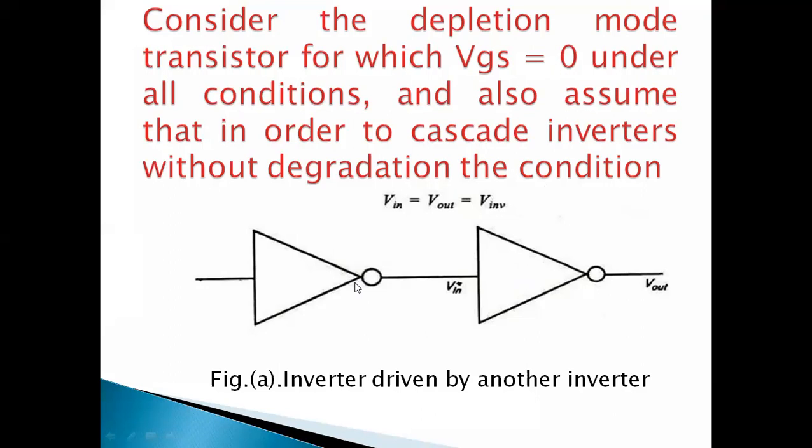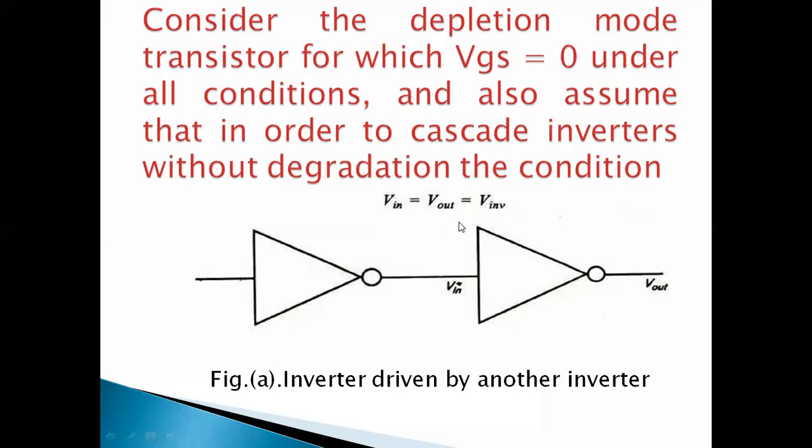Here we are making two assumptions. Consider that for the depletion mode transistor, VGS, the gate to source voltage, is 0 under all conditions. Also we assume that in order to cascade an inverter without degradation, the condition is Vin equal to Vout equal to V inverse.